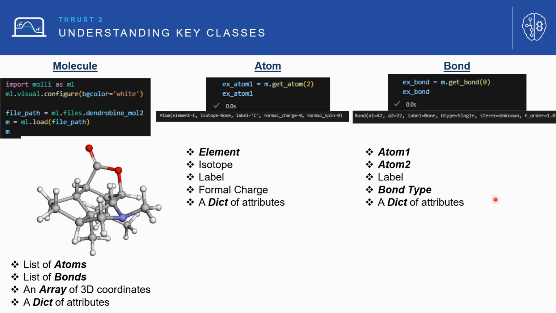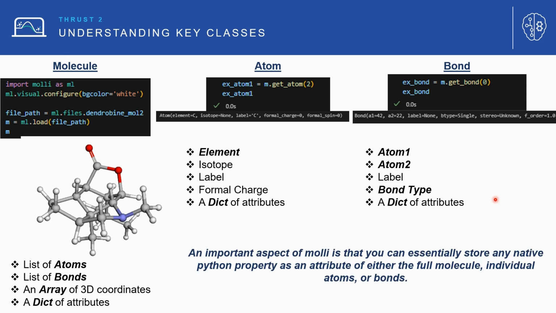And what you might notice is that all of them maintain this dictionary of attributes, and this allows you to store any native Python property as an attribute of either the full molecule, the individual atoms, or bonds, which means if you envision running a script for something, if a certain atom has a certain property, you can assign it to that atom and make sure you don't have to cross-reference a separate list, etc. for a bond or a molecule itself.